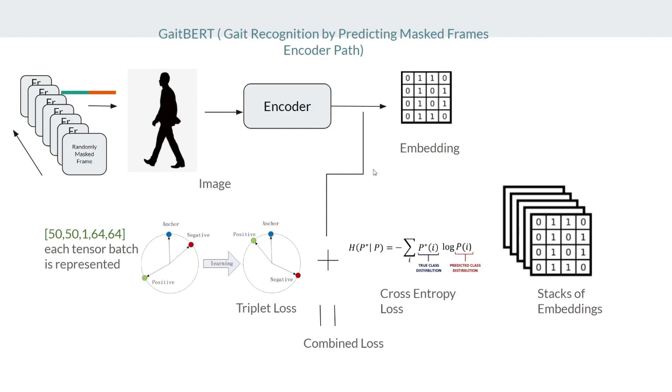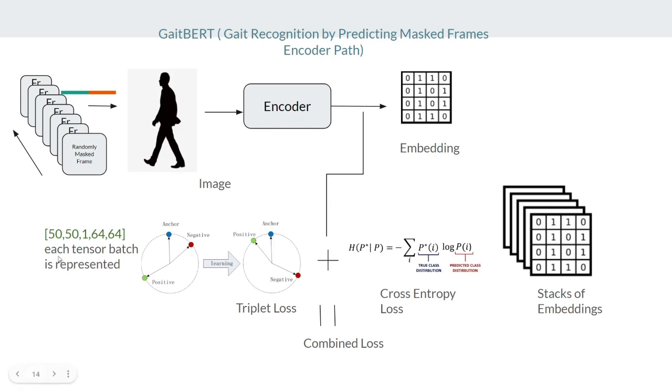So this is the encoder path of our model. We are giving a number of frames, and some of these frames are randomly masked, where a particular body part is masked. We pass these to our encoder. Each frame is passed so that an embedding gets created, and out of these 50, we concatenate those to create a stack of embeddings. Then we calculate the triplet loss and cross entropy loss, and then we combine them and backpropagate accordingly.